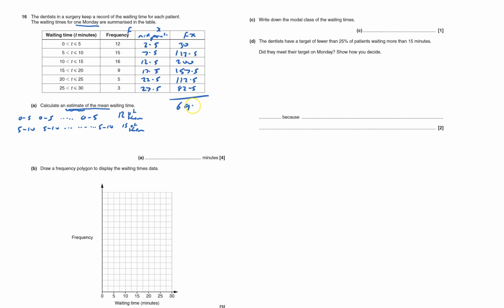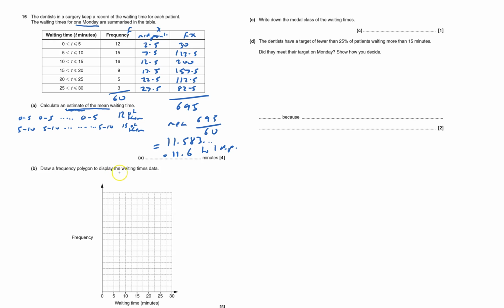I can now add all those up and I get 695, and then I need to divide by how many there are. And don't get tempted to think it's just going to be dividing by 6, because I've already got 12 in this range and I've got 15 in this one, and you can see that the frequency adds up to 60, the total frequency. And so the mean equals 695 divided by 60, which equals 11.583, which equals 11.6 to 1 decimal place.